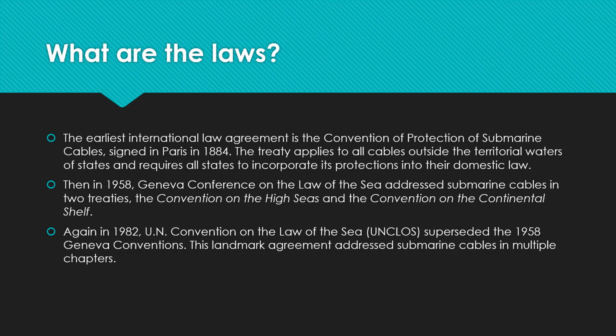The earliest international law agreement is the Convention on the Protection of Submarine Cables, which was signed in Paris in 1884. The treaty applies to all cables outside the territorial waters of states and requires all states to incorporate its protections into their domestic law.